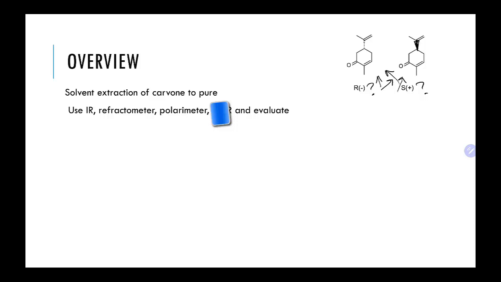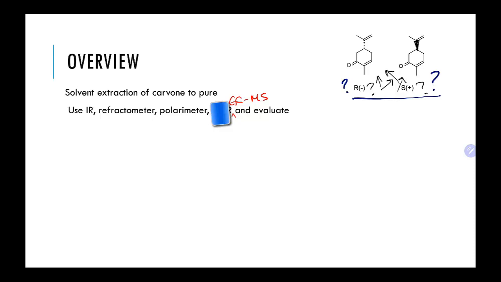Now there are other things in the caraway seeds, and so you may pick up some of those on the IR, and I should put GC-MS. And so we're going to actually characterize whether or not we have the R or the S. So you have carvone, you have the different stereoisomers, and so which one is R, which one is S, and which one is coming from the caraway seed.